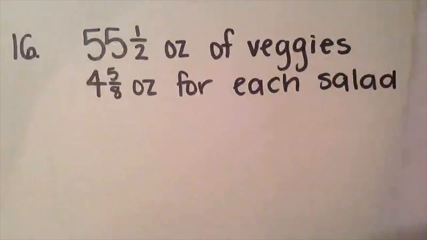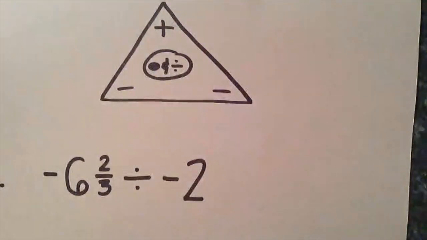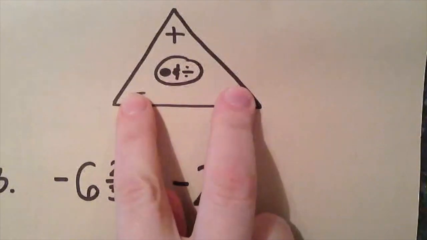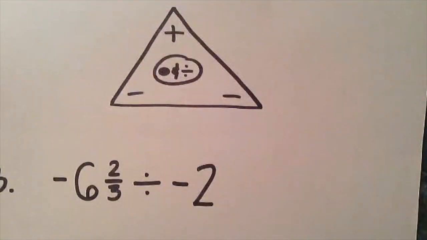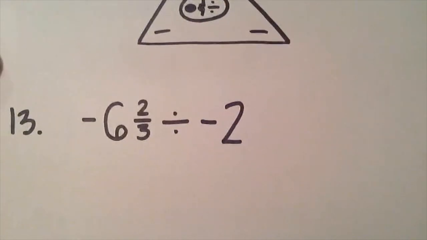Next question I want to look at is a division question. Again, we've got our triangle here just to remind you that the rules are the same. A negative divided by a negative is a positive. Positive divided by a negative is a negative.